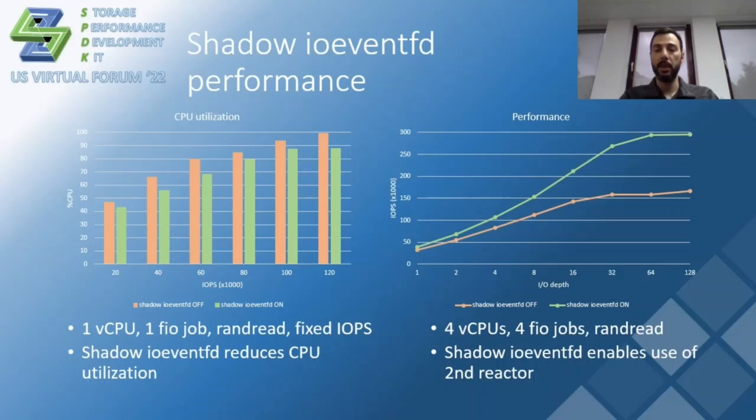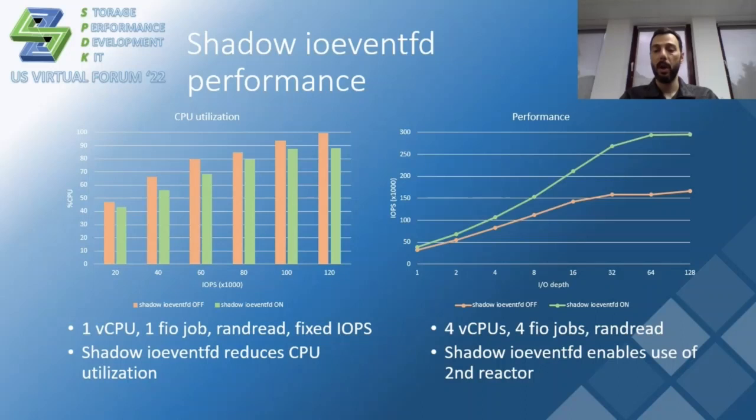But shadow ioregionfd not only increases CPU efficiency, it also enables the use of additional reactors. Without shadow ioregionfd, a write to a doorbell whose assigned poll group is not the one also handling VFIO-user messages would result in the VFIO-user poll group waking up and then having to kick the poll group the submission queue is assigned to. Using a second reactor without shadow ioregionfd results in lower performance than using a single reactor.